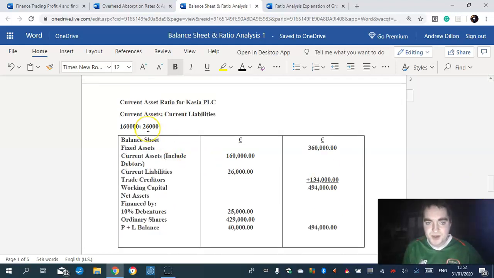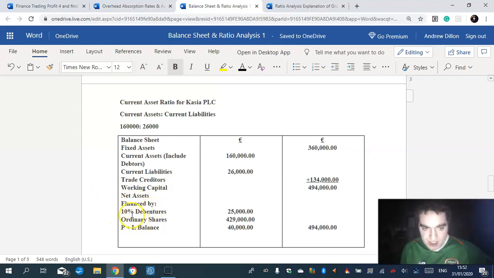This is where it comes more into current assets and current liabilities. Now numbers, and then here comes the balance sheet as well. In the balance sheet, the fixed assets are 360,000. The current assets include debtors of 160,000. The current liabilities are 26,000. The trade creditors are plus 134,000, and that answer is 494,000. Here comes the working capital ratio, and then here, finance buckets.